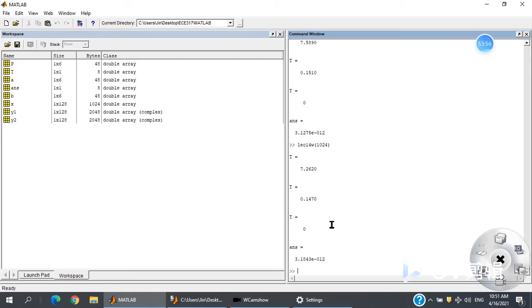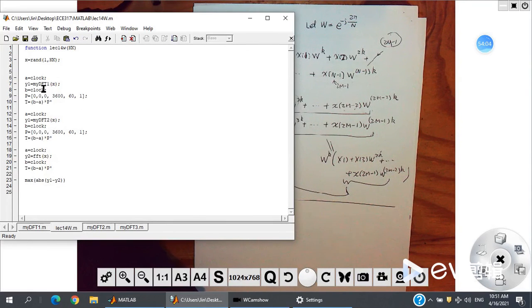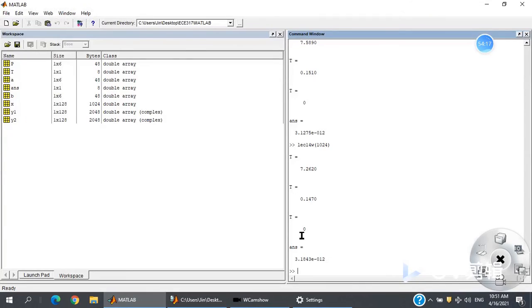Yeah, the most time is spent on the first one. Can we check just the last two to see how much faster they are? We do not do the first one. I just cancel it. I try the second and the third. The third one is FFT, and the second one is my DFT2.